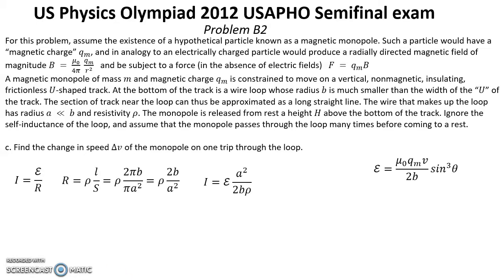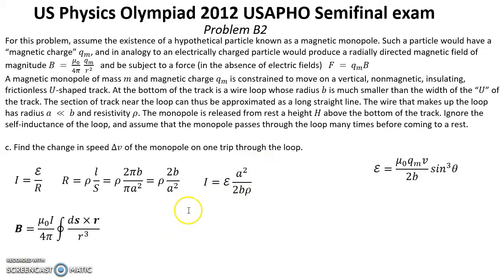So first let's count what the current through this loop is. That's equal to EMF over total resistance. Resistance equals resistivity multiplied by the length of this loop and divided by the cross section of this loop, which is rho 2 pi b over pi a squared, and finally resistance equals resistivity multiplied by 2b over a squared, and current equals this expression.